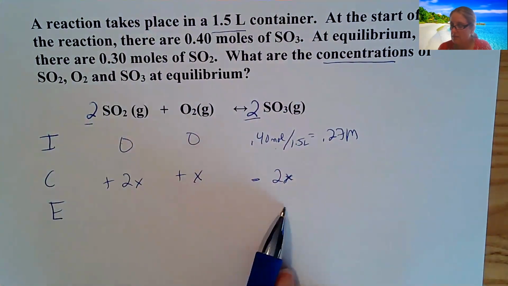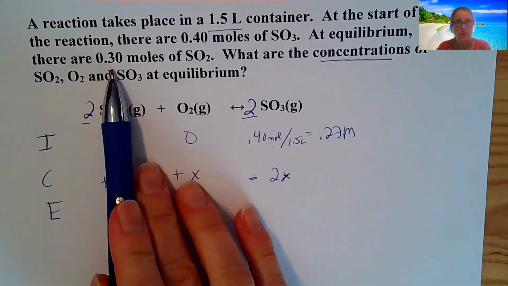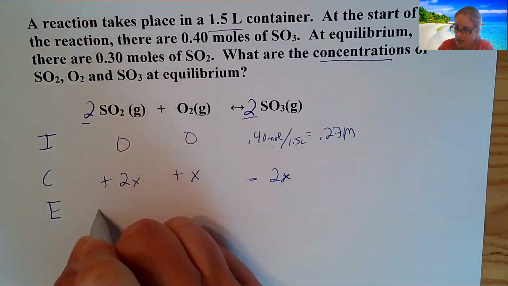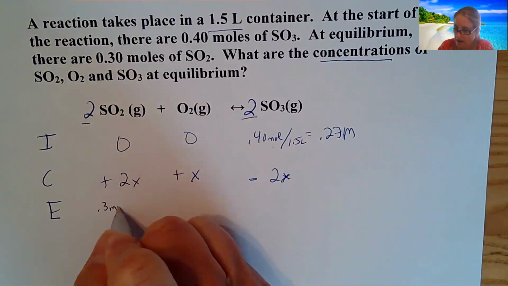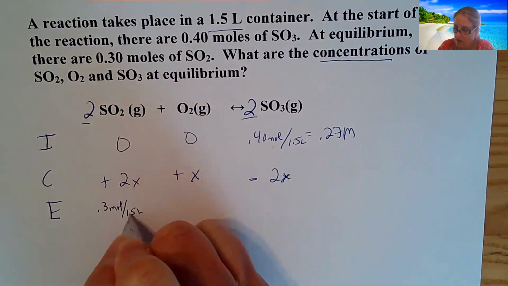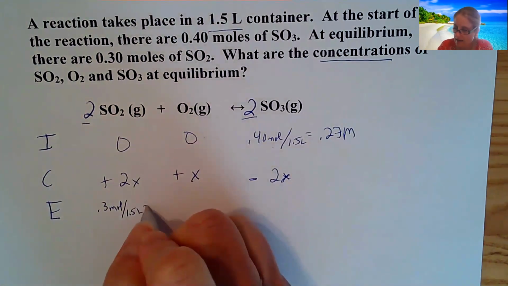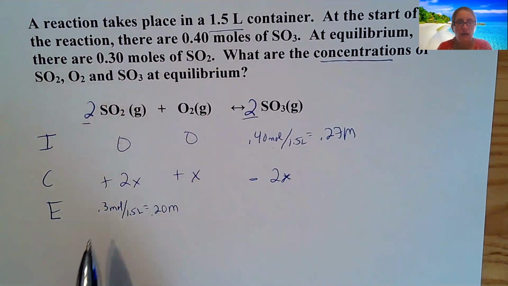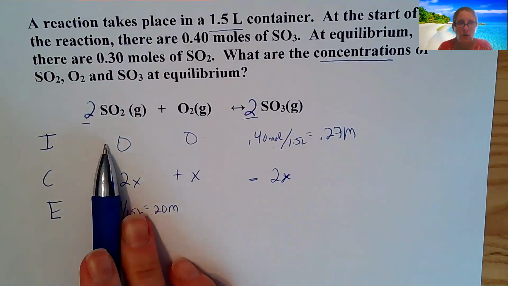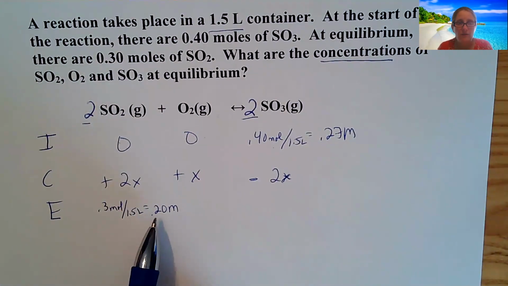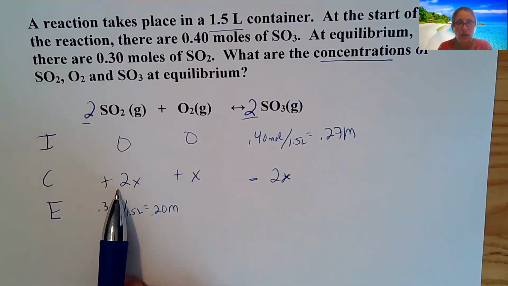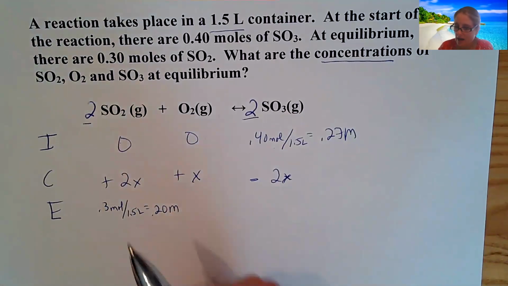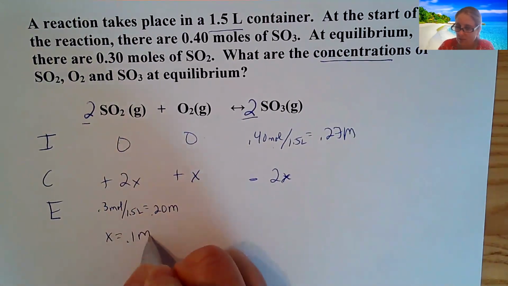Again, there's always going to be something given in the problem that's at equilibrium. So in this case, it is 0.3 moles of SO2. So I'm going to take 0.3 moles and divide it by 1.5 liters to get it into molarity. And that comes out to be 0.20 molarity as my concentration at equilibrium of SO2. Okay, so if this is 0.2 and I know it is 2x, meaning it started at 0 and I got to 0.2, x must equal 0.1 molar.